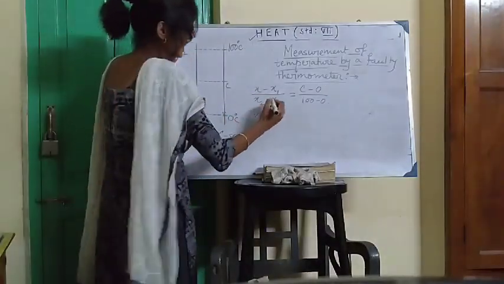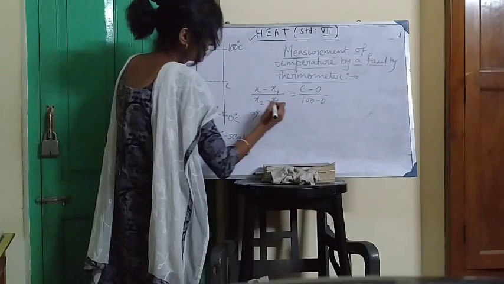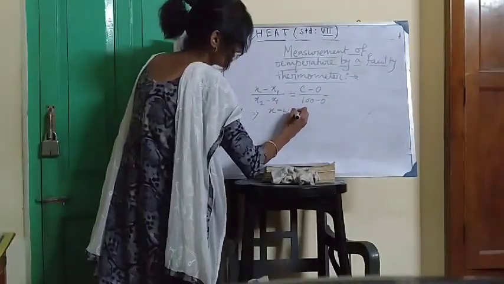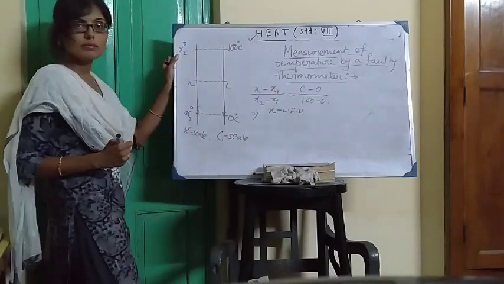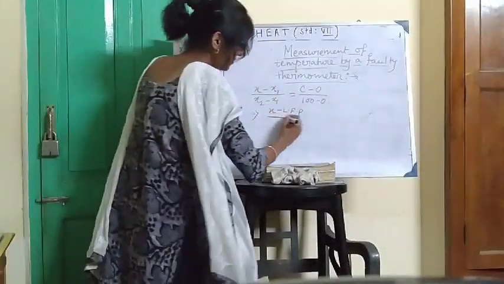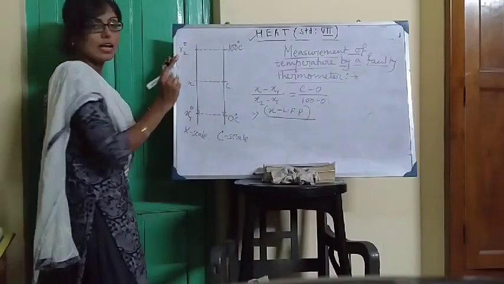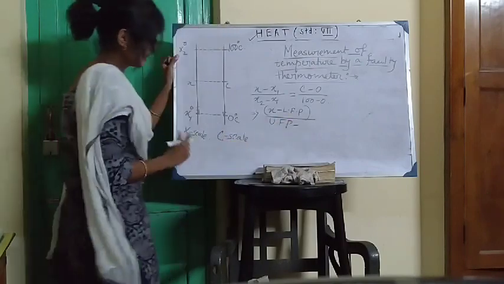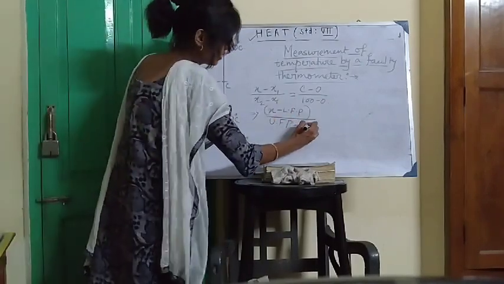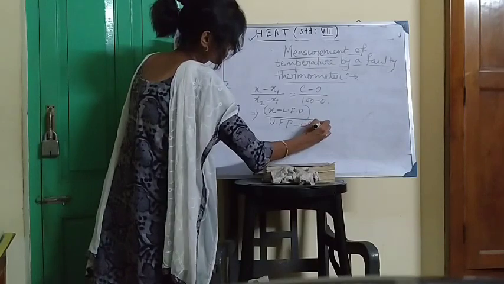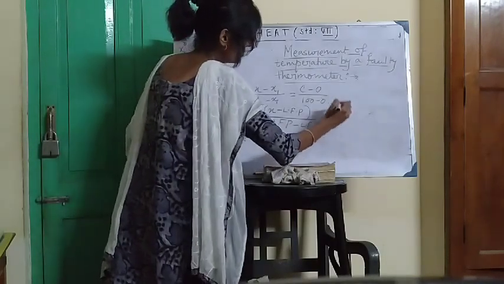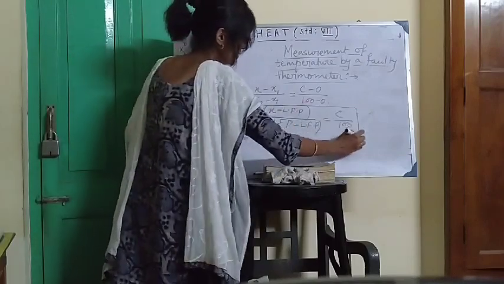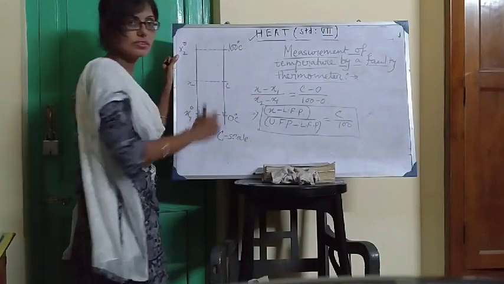Which implies x minus x1. x is the unknown temperature. What is x1? Lower fixed point of the unknown thermometer or faulty thermometer, divided by what is x2? Upper fixed point, minus what is x1? Lower fixed point, is equal to C minus 0, that is C, divided by 100. This is the relation between Celsius scale and faulty thermometer.